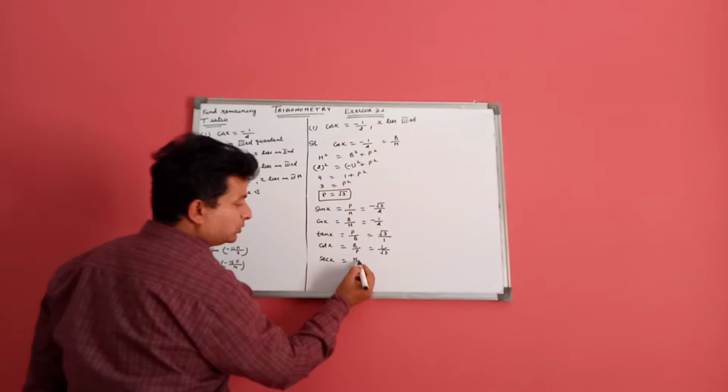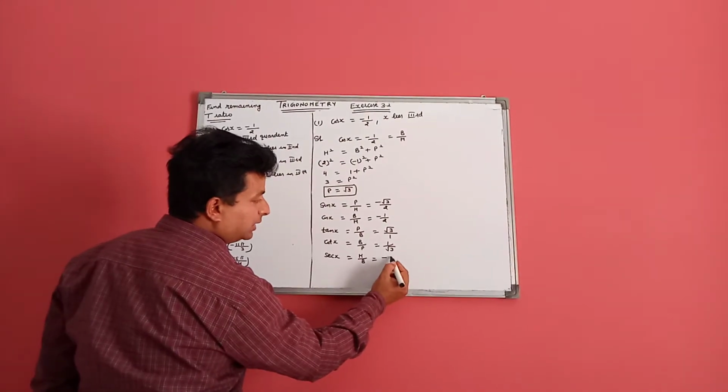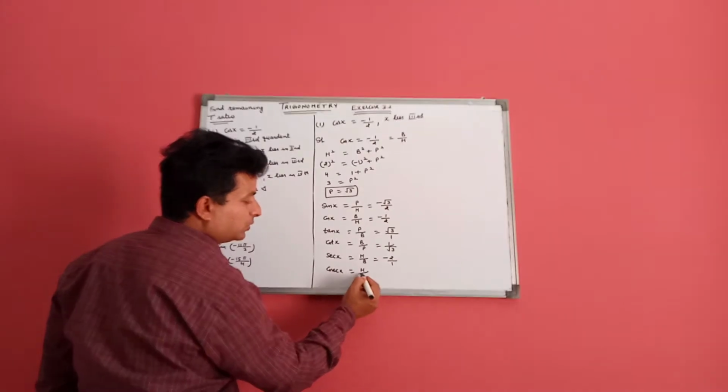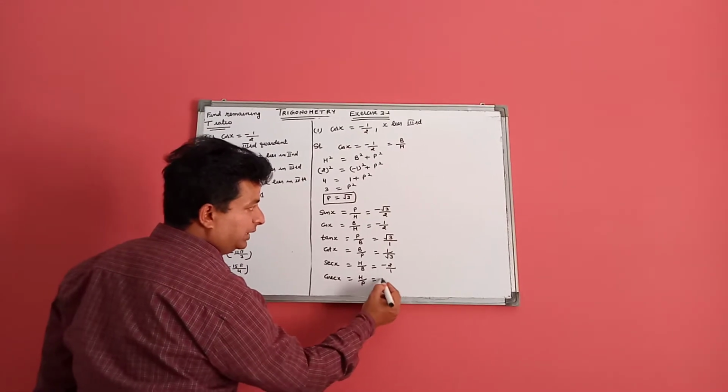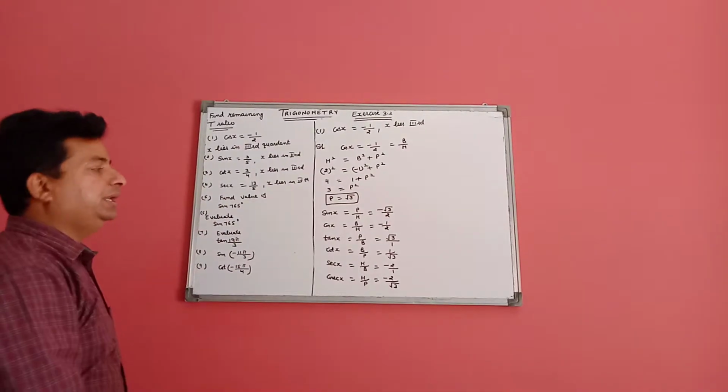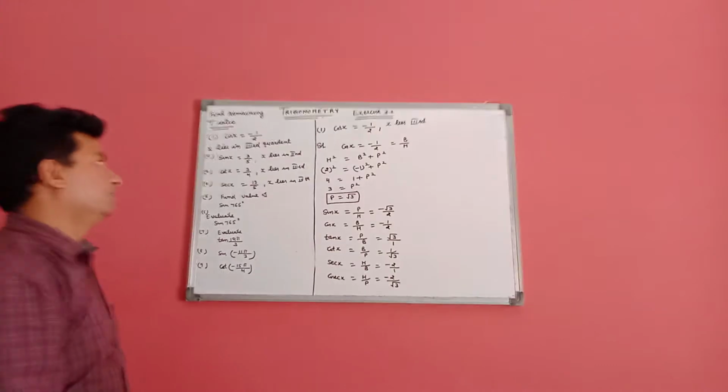Secant is h upon b, but in the third quadrant, secant is negative. Cosecant is h upon p, which is also negative. These are the remaining T ratios of this question.